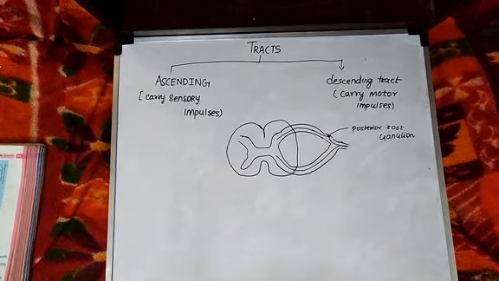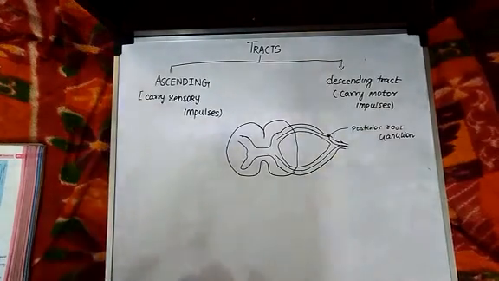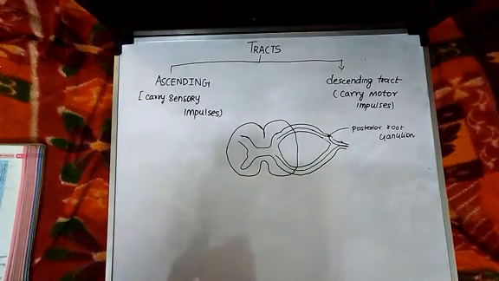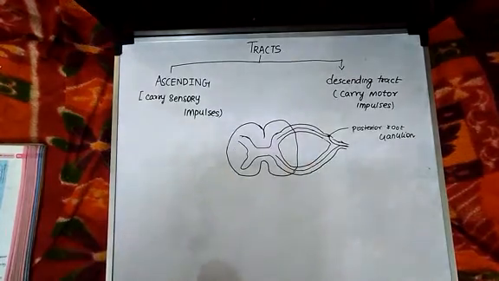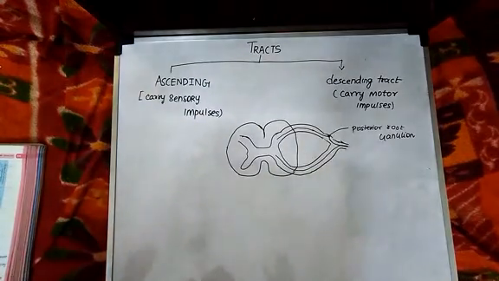So there are two types of tract of spinal cord. One is ascending tract and one is descending tract. So what is ascending tract? Ascending tract, in the sense, is going to ascend up. That is, it is going to ascend from the spinal cord to the cerebral cortex, to the brain, right? That's why we call it ascending tract, because it is ascending up.